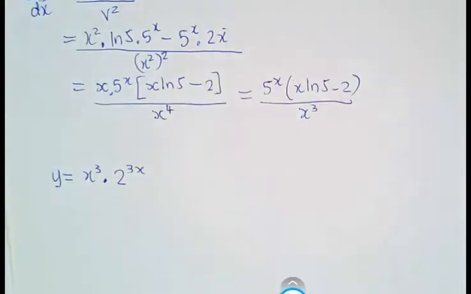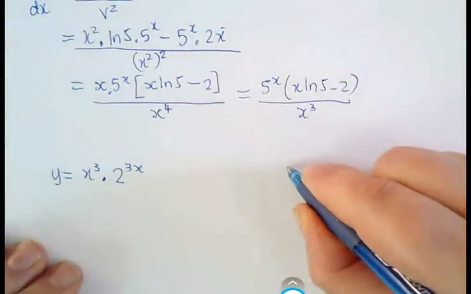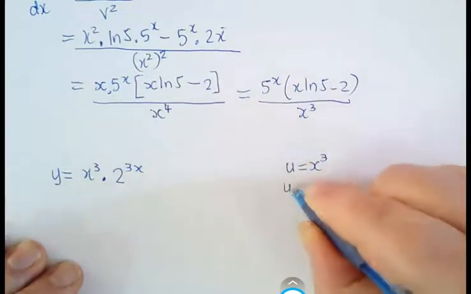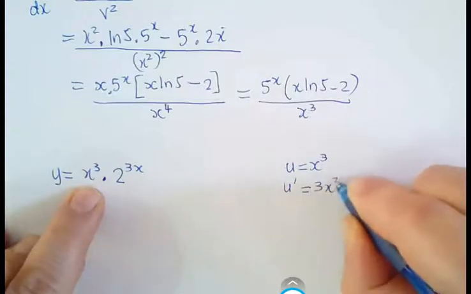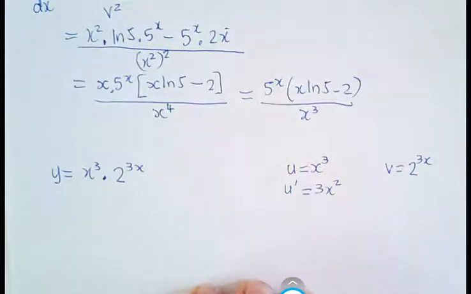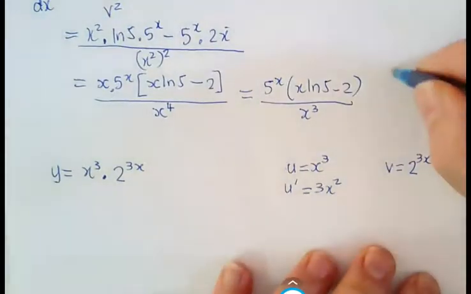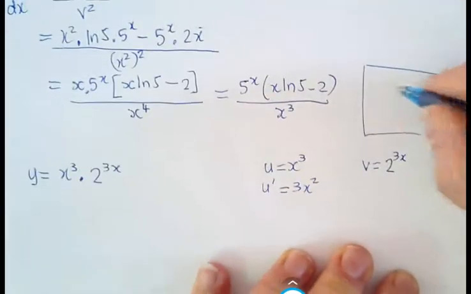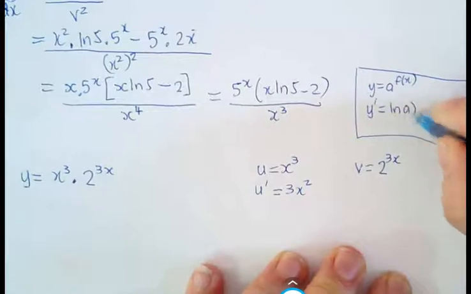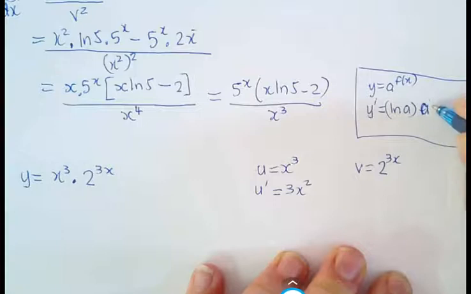Which rule? The product rule. So what's u? U dash is 3x squared. V is 2 to the power of 3x. Now, you've got your formula. The formula is the following. If y equals a to the function of x, then y dash or dy dx will be ln a, won't it, times a to the function of x, you write out, times f dash x.